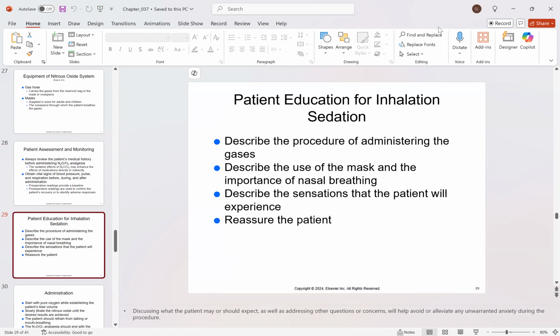In patient education, we're going to describe the procedure of administering the gases. We'll describe the use of the mask and the importance of nasal breathing. We'll describe the sensations that the patient is going to experience, and we're going to reassure the patient.